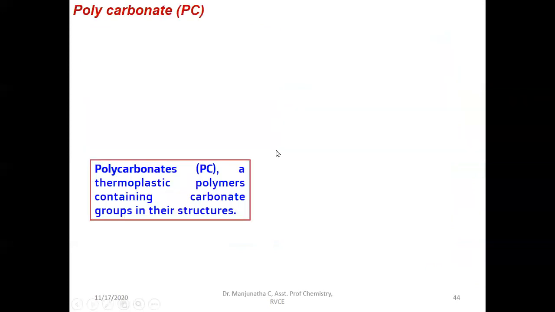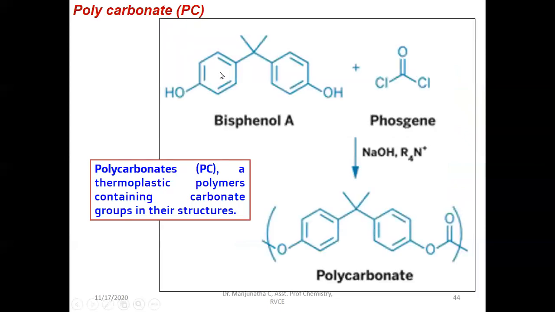Next, another important thermoplastic, that is polycarbonate. Polycarbonate is also a thermoplastic, and it has a carbonate group in the backbone of its polymer chain. Therefore, it is called polycarbonate. It is prepared using two different monomers. One is bisphenol A. This is bisphenol A. This is phenol, and this is another phenol. Because of the presence of two phenols, we call it bis. Bis means two phenols. A represents the acetone part. Bisphenol A is prepared from 2 moles of phenol reacted with 1 mole of acetone. You will get this bisphenol A.